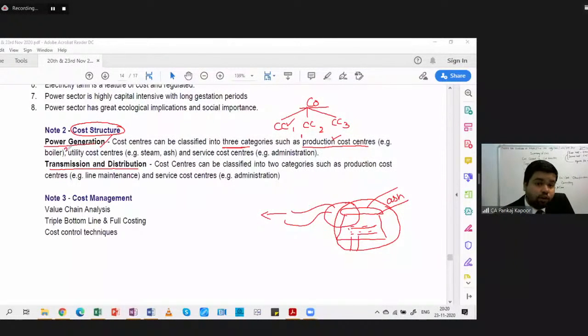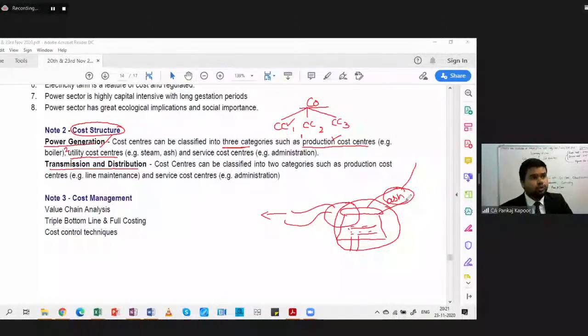Then the second category of cost center is the utility cost center. You need to manage this ash. You can't let this ash into the air. You will have to reduce the particulate level. Not only this, if you are producing electricity through other modes, then you may use steam, you may use heat. You are managing those utilities. Basically, what is a utility? Take an example along with me. You might have seen the iron wala ironing clothes on the roadside.